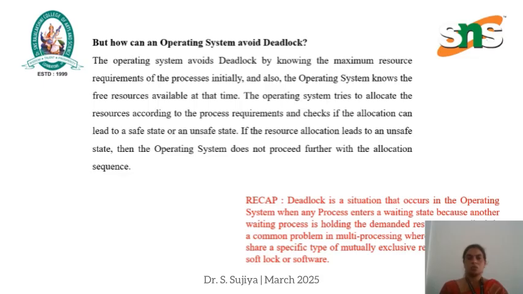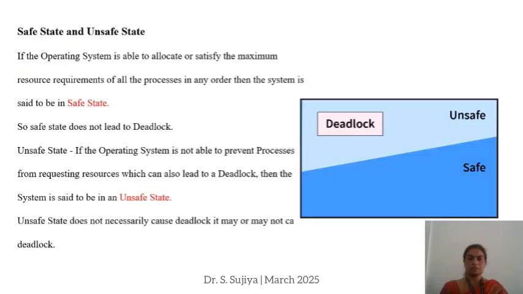So, just a recap here: a deadlock is a situation that occurs in an operating system when a process enters a waiting state because another waiting process is holding the demanded resources. It is a common problem in multi-processing operating systems, where they share a specific type of mutual exclusion resources.